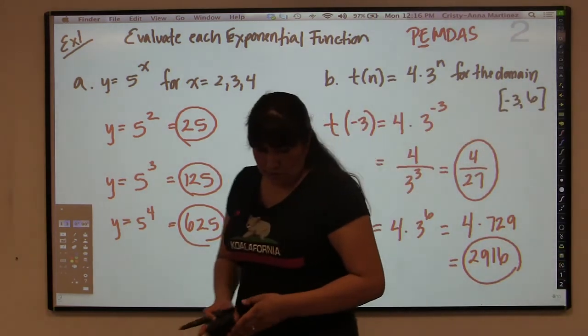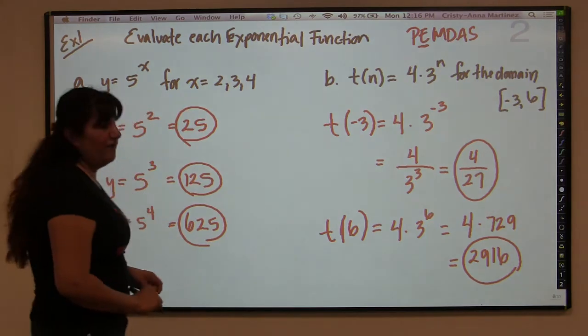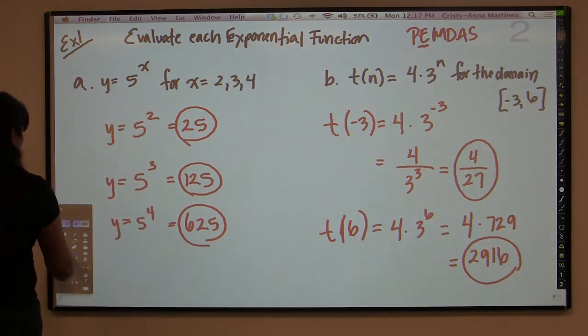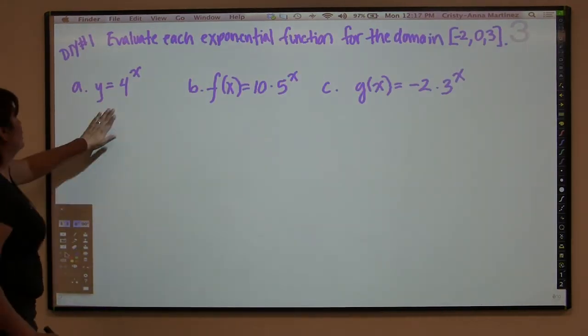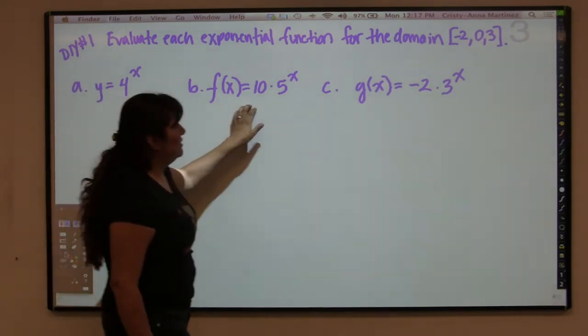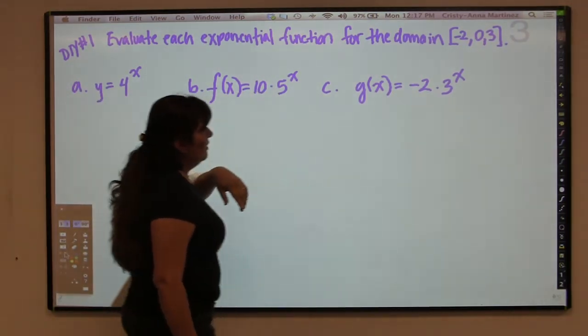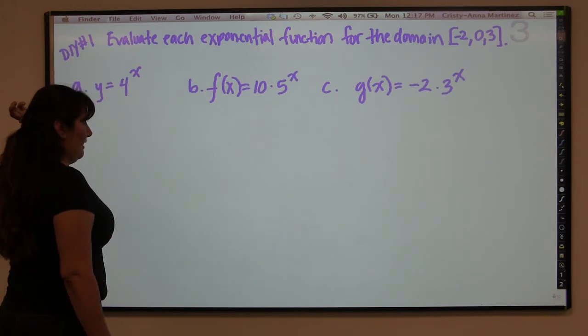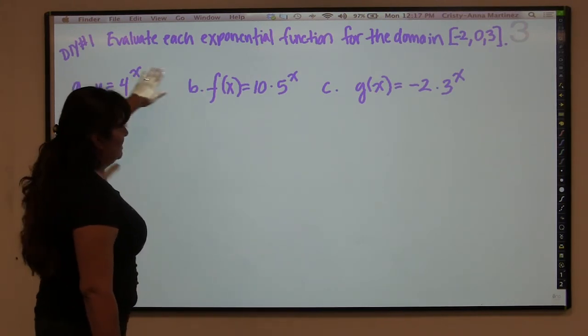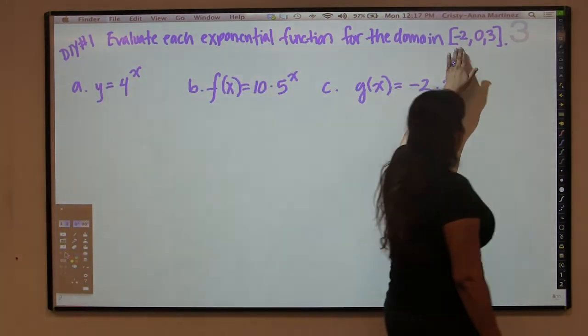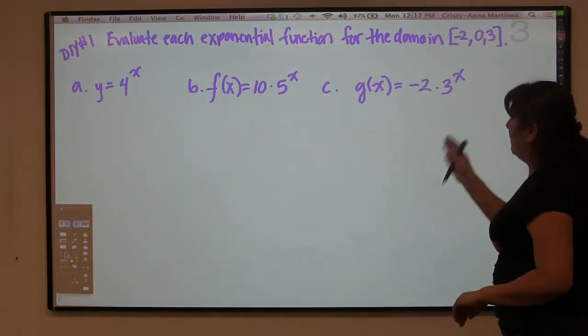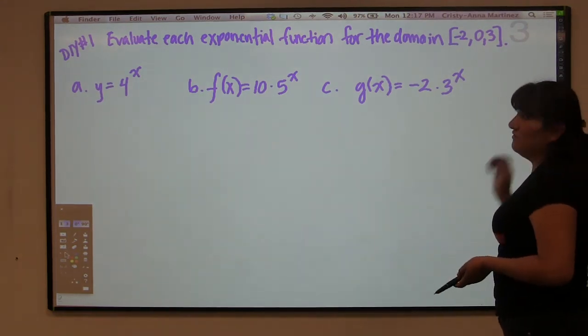All right, so now we're going to have you evaluate 1, 2, and 3. There's one like part A, and then these two functions are a little bit more like the part B that I did earlier. And of course it says for the domain, so -2, 0, and 3. So you're going to be evaluating each function for those 3 values.